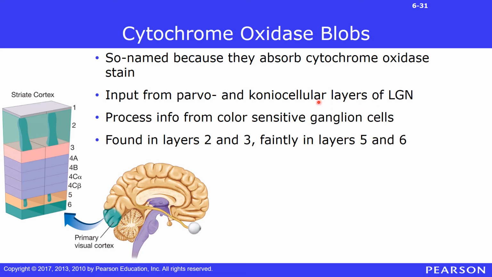These cytochrome oxidase blobs receive input from parvo and coniocellular layers of the lateral geniculate nucleus. We didn't mention coniocellular neurons when we discussed the lateral geniculate nucleus, but these are the layers that are in between the parvo and the magnocellular layers. Cytochrome oxidase blobs process information from color-sensitive ganglion cells. They are very important for color processing, and they're found primarily in layers 2 and 3. We can see them illustrated here, layers 2 and 3, and more faintly, not quite as robust of blobs, are found in layers 5 and 6 as well.